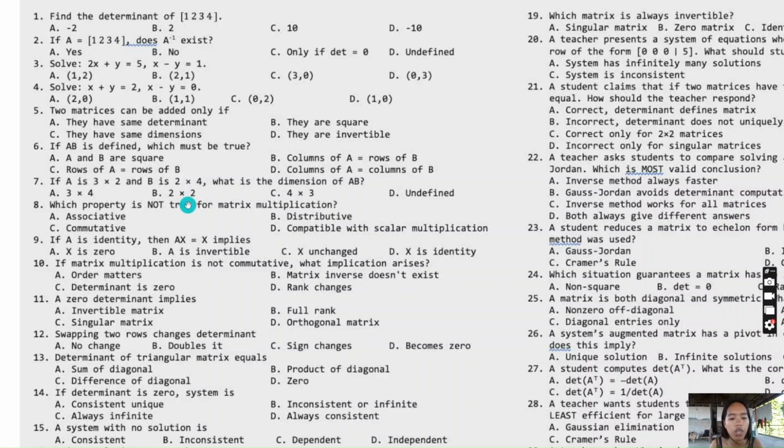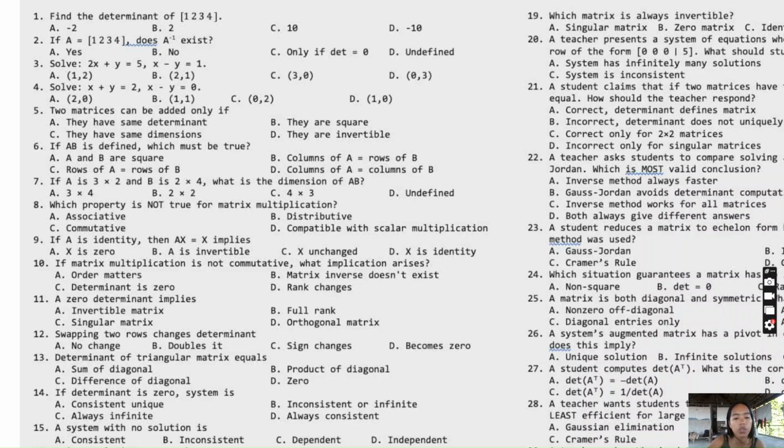In matrix addition, we can only add entries that are in the same position. That means both matrices have the same number of rows and the same number of columns. For example, a 2 by 2 matrix can be added to another 2 by 2 matrix, but a 2 by 2 matrix can't be added to a 3 by 2 matrix. So the condition for matrix addition is that they must have the same dimension. That is why the correct answer is letter C.